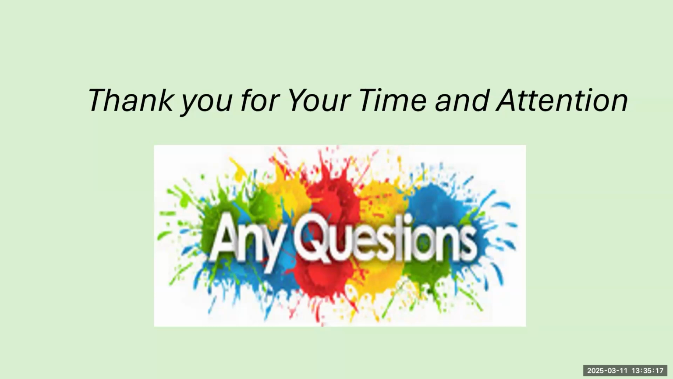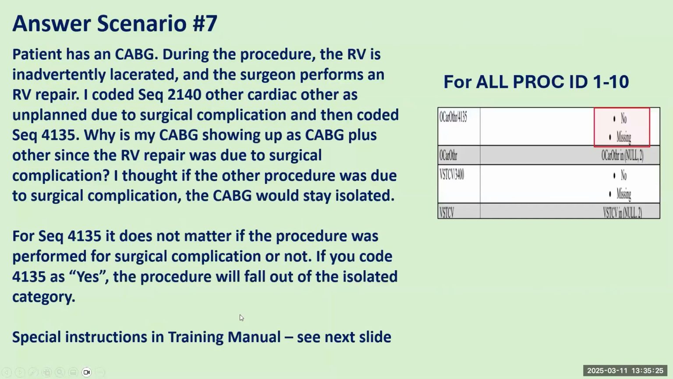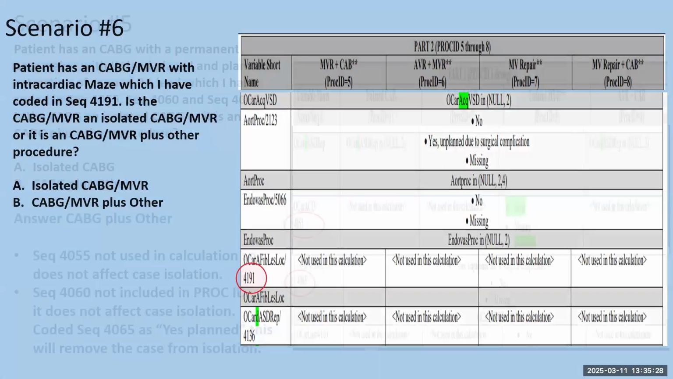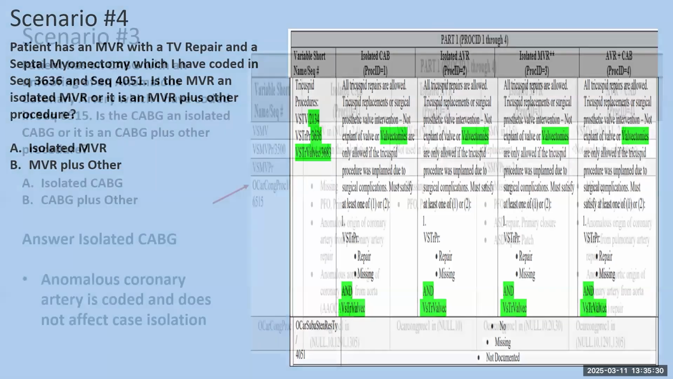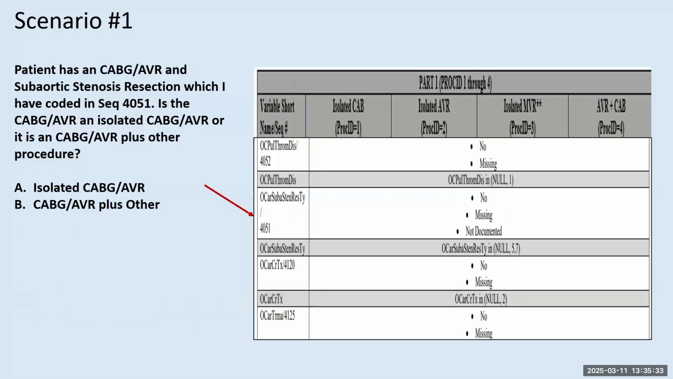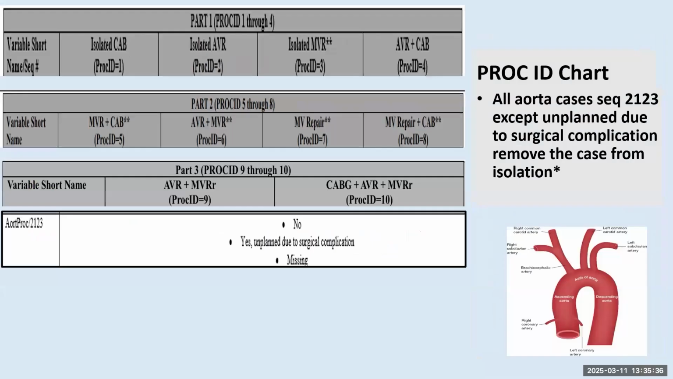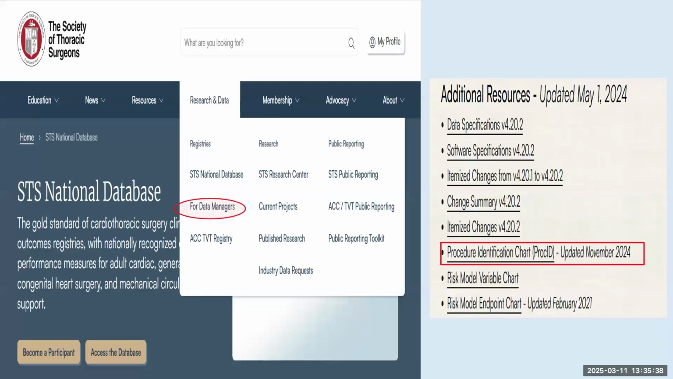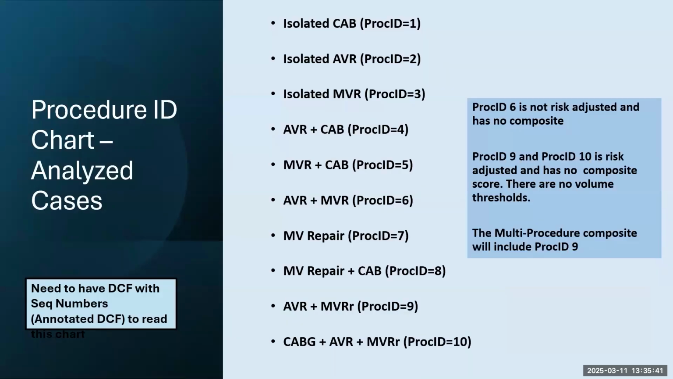So Kim is asking, how does PROC ID 6 and PROC ID 9 differ? Does an AVR plus MVR fall into both PROC IDs? AVR plus MVR, that's your aortic valve replacement plus a mitral valve replacement, is a subset of PROC ID 9, which is AVR plus MV replacement or MV repair. So PROC ID 6 is a subset of PROC ID 9.